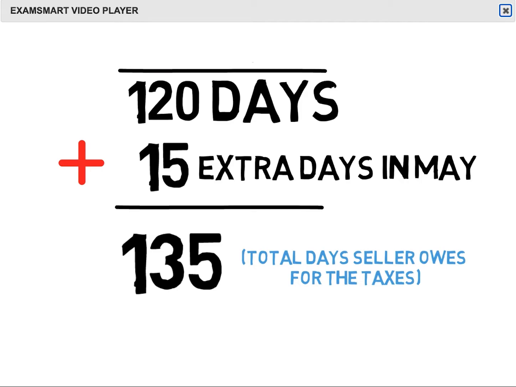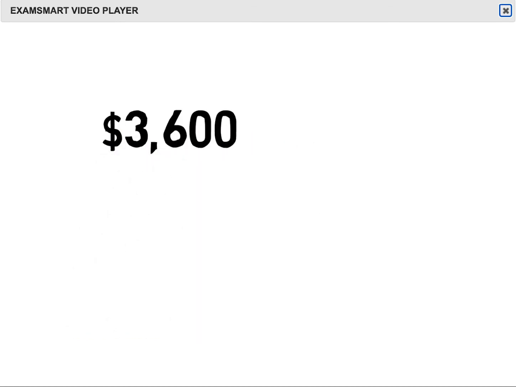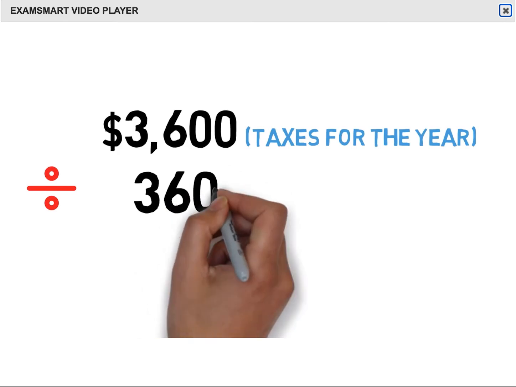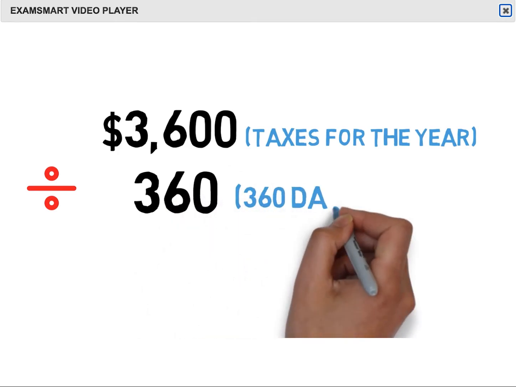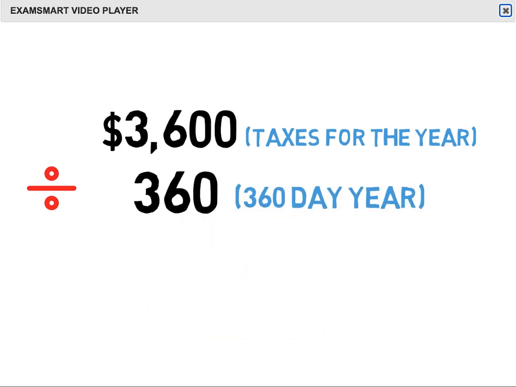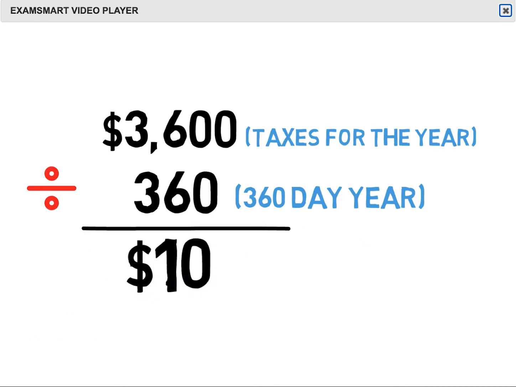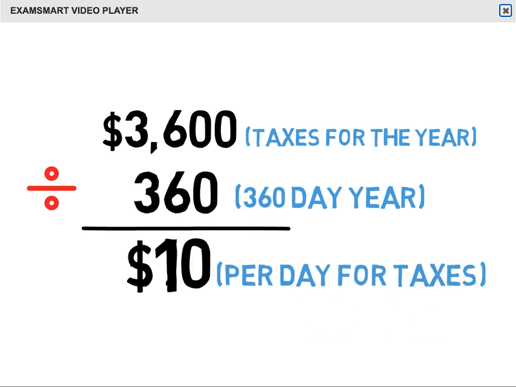We then have to figure the dollar amount for the taxes. The taxes are $3,600 for the year. So if we take $3,600 and divide by 360, that is going to be our 360-day year or 30-day months. But if we divide by 360, that gives me $10 per day for the taxes. Again, $3,600 divided by 360 for the year is $10 a day for the taxes.